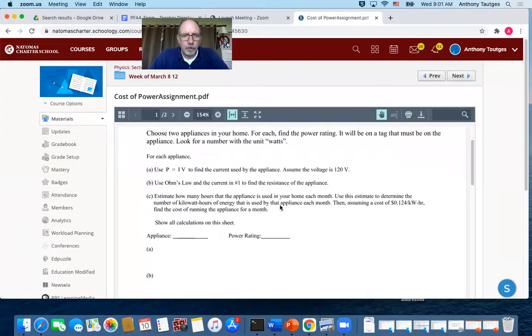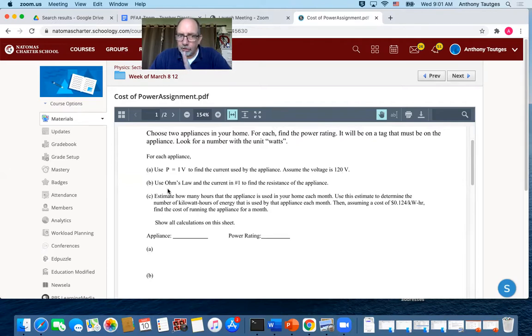Now, what are we going to do with this? Let's take a look at the cost of power assignment again. For each appliance, use P is equal to I times V to find the current used by the appliance. Assume the voltage is 120 volts. Nationwide, we generate electricity at 120 volts. So use 120 volts for the voltage.